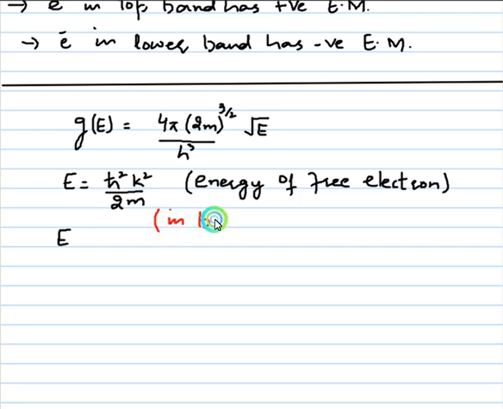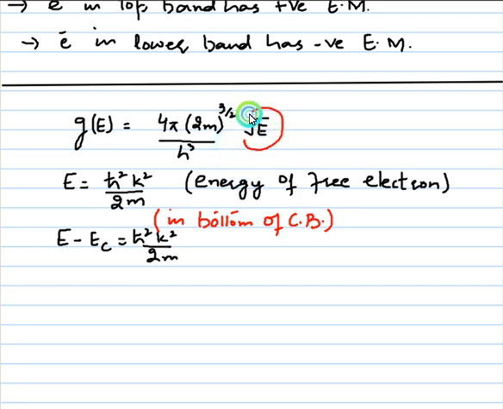Now let us extend the density of states to the semiconductors. You all know that the density of states, given by G of E, we have already derived it in the class. It's 4 pi into 2m, where m is the mass of the electron, to the power 3 by 2 upon h cube, under root of E.